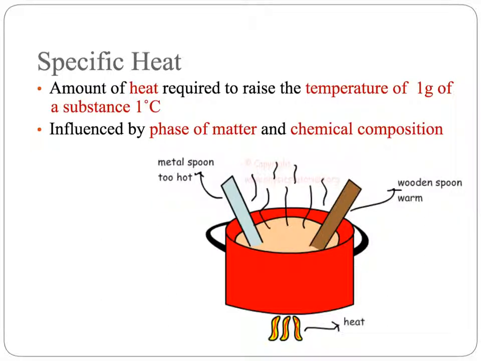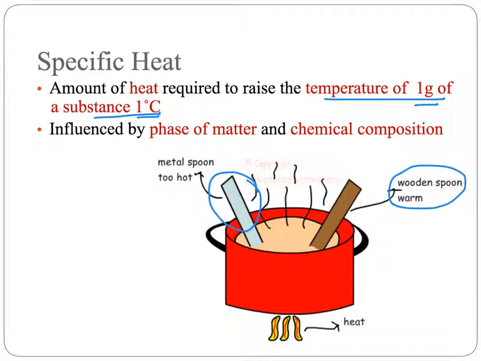You already know that substances heat up at different rates. A metal spoon in a hot pot will quickly become too hot to touch, but a wooden spoon will stay warm even if it's stirring a boiling pot of soup. The amount of heat that is needed to raise the temperature of 1 gram of any substance by 1 degree Celsius is known as its specific heat.